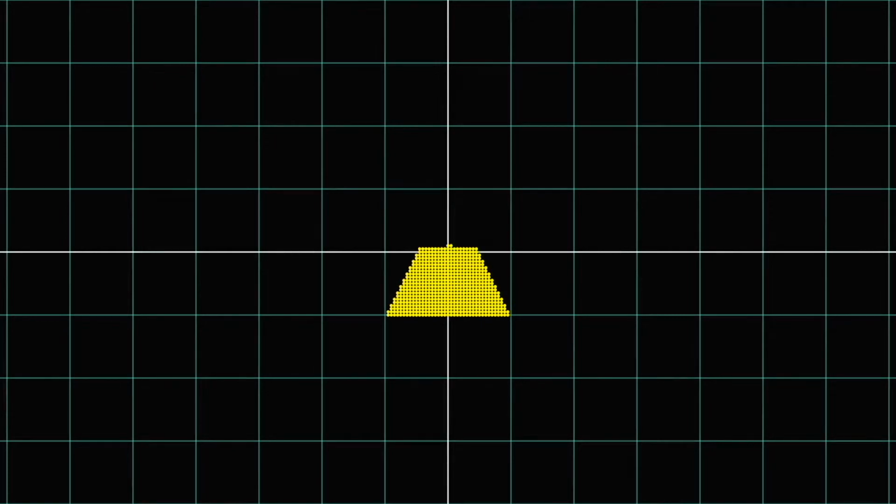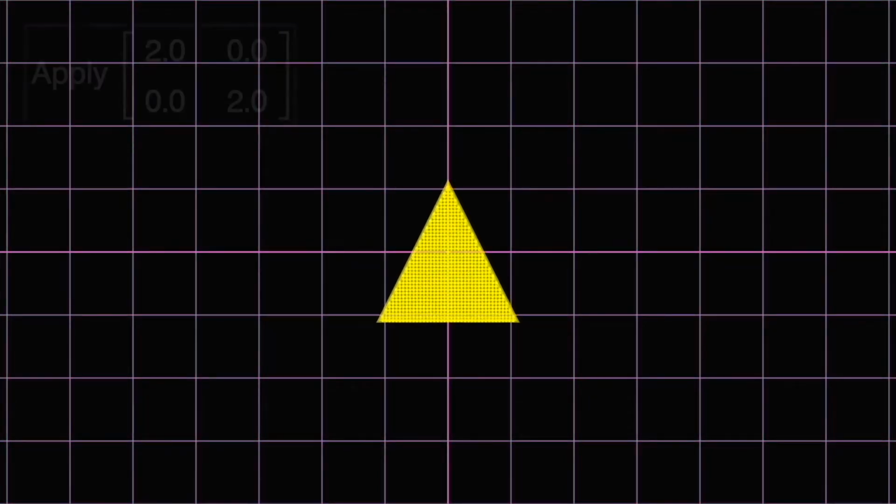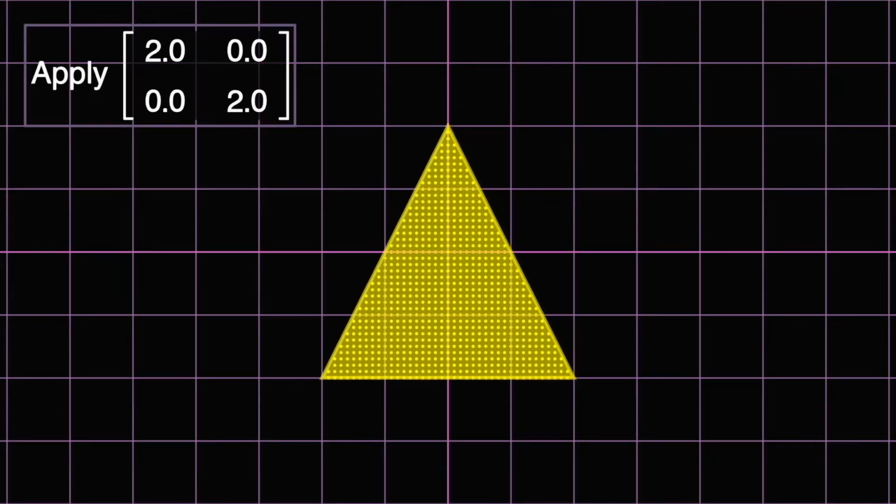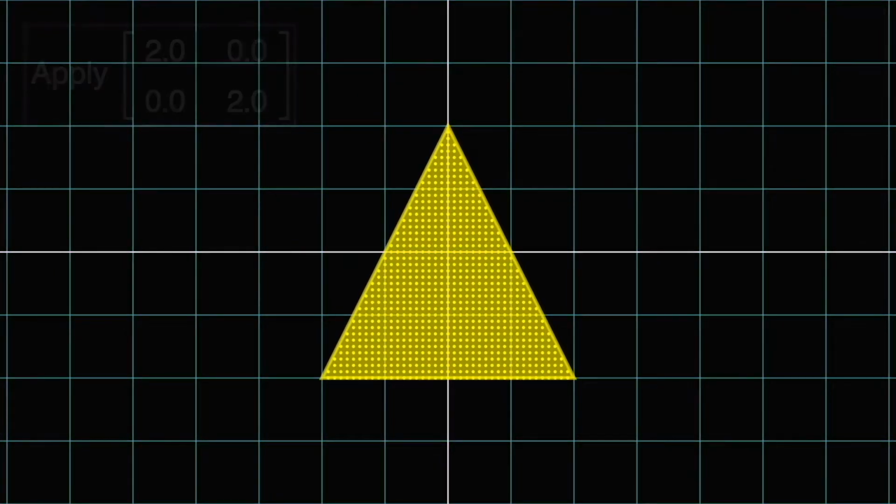If you really ponder upon the idea of a shape in 2D space, then it's really just an infinite number of dots sitting closely together. And guess what? If a matrix can move dots, the matrix can transform shapes. And here, we apply the scalar matrix to the triangle.